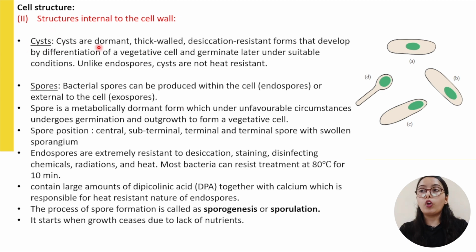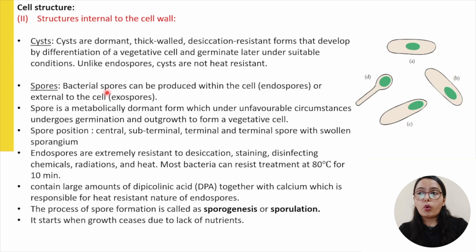Now the other structures internal to the cell wall include cysts. Cysts are dormant, thick-walled, desiccation-resistant forms that develop by the differentiation of a vegetative cell and germinate later under suitable conditions. However, these cysts are not at all heat resistant. These are again structures which are internal to the cell wall. Similarly, there are spores which are also present inside the cell wall.